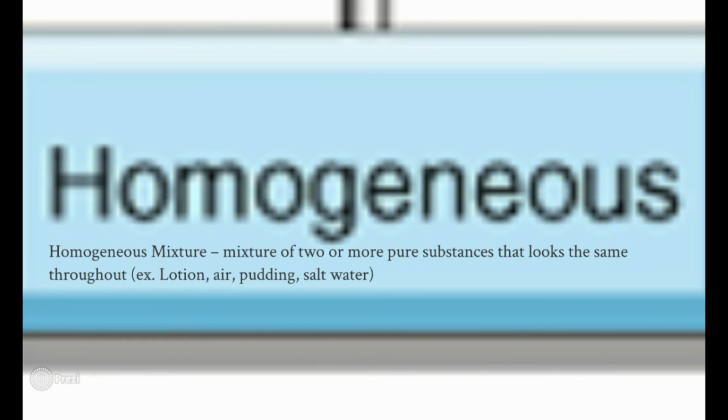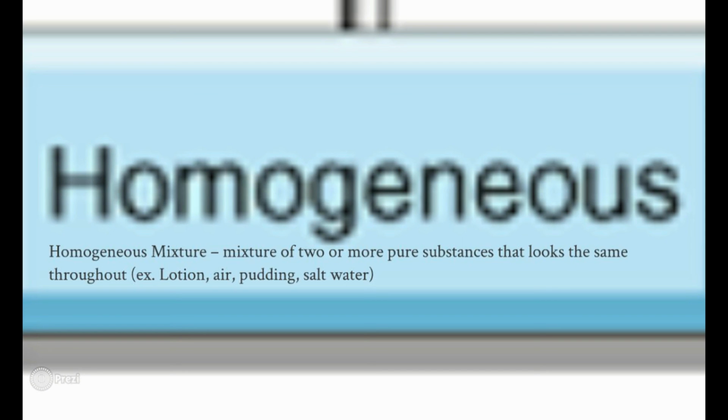Not homozygous and heterozygous from your biology class. It is the same terminology though, or a similar definition. Homo means same, hetero means different. So a homogeneous mixture is going to be something the same all the way through. In other words, you can't tell the difference.